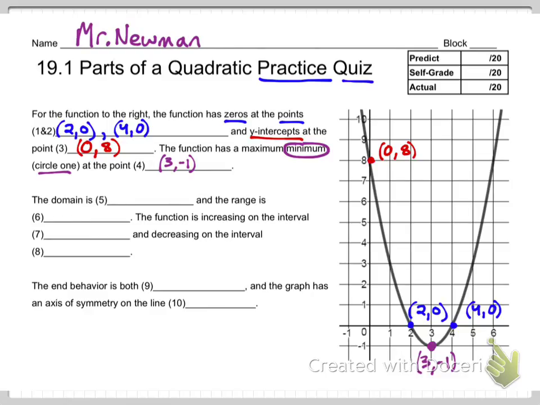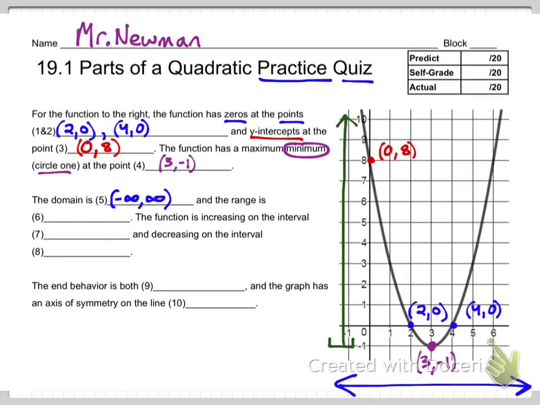The domain is going to be all reals, so from negative infinity to positive infinity, because it goes left and right forever, as all parabolas do. And on this one, the range is from -1 and up. So that -1 is going to be the minimum and infinity is the maximum. So from -1 up to infinity. And it's very important that we have a bracket right there on -1 because the function does reach -1.